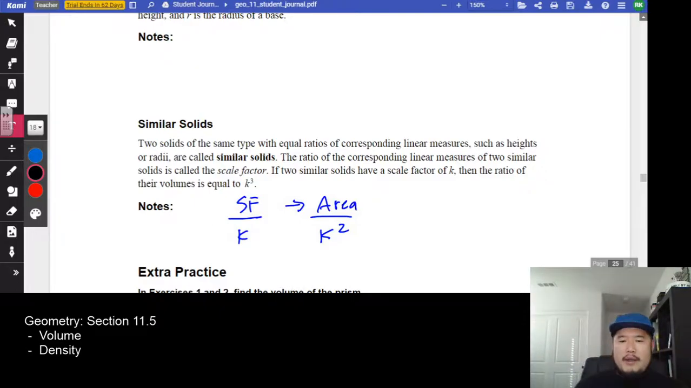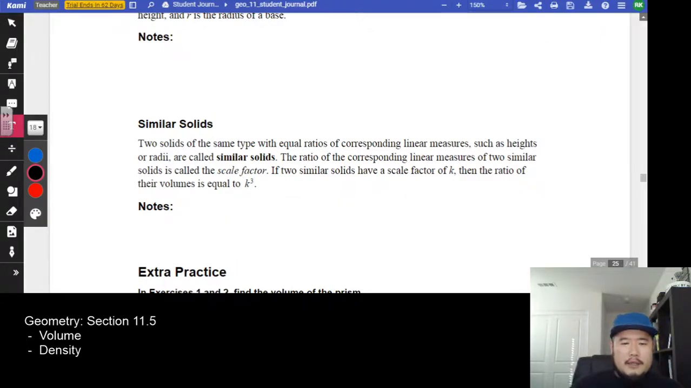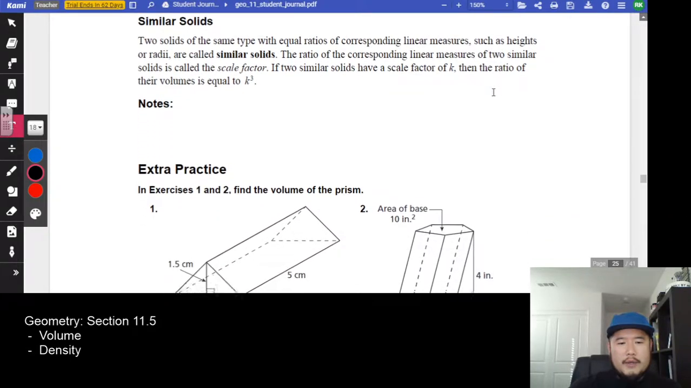So what they're saying right here is that for us to go from scale factor to area, and now we can go to volume, that will be your scale factor cubed. And it should be pretty simple to remember if you recall that volume is in cubic units. All right, let's take a look at exercise number 1.